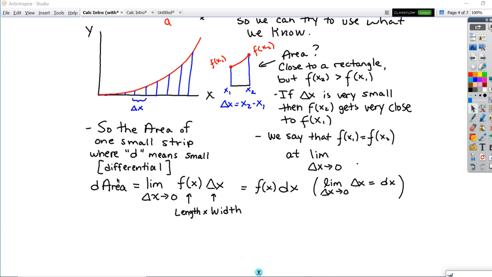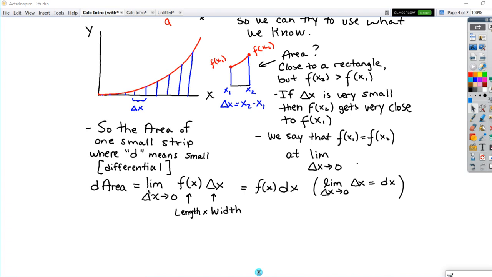Okay, so the area of a very small strip, one of these strips here, that's what d area means, is equal to the limit as delta x approaches 0 of the area of a rectangle whose length, let's just say the length is vertical, is the value of the function, which should be the same on either side because we make this interval so small. It becomes 0, and the width is delta x.